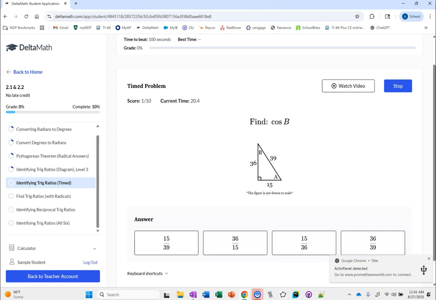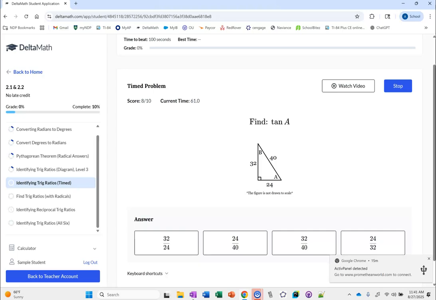Cosine B, adjacent over hypotenuse, 36 over 39. Sine of A, opposite over hypotenuse, 24 over 30. Sine of B, opposite over hypotenuse, 25 over 65. Cosine B, adjacent over hypotenuse, 12 over 13. Cosine A, adjacent over hypotenuse, 57 over 95. Sine B, opposite over hypotenuse, 30 over 78.